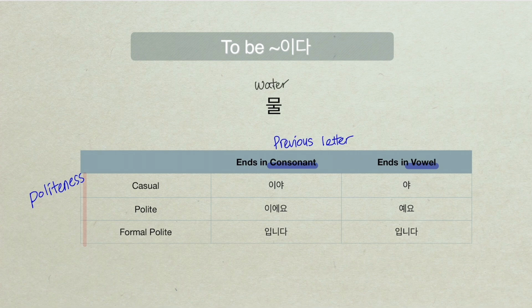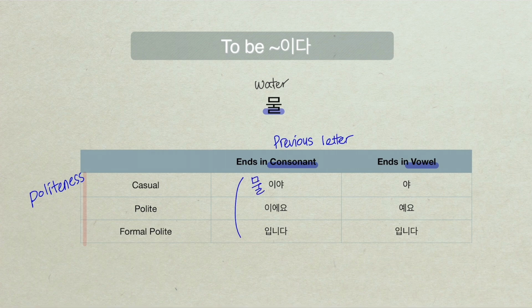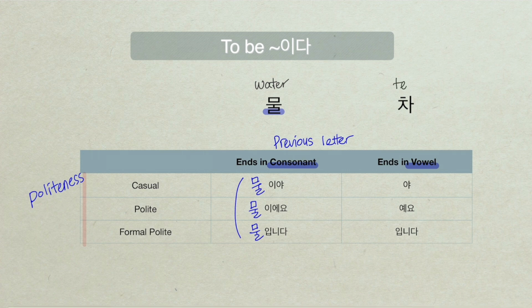This letter 물 ends in a consonant, so the ending has to be one of these: 물이야, 물이에요, 물입니다. Let's say there is a word 차, which means tea. 차, this letter doesn't have 받침, no consonant, ends in a vowel, right? So one of these last column will be attached, like 차야, 차예요, 차입니다.